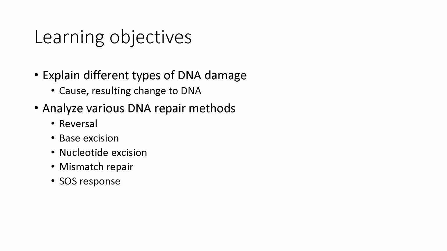DNA damage and repair. In this chapter, we will explore the various types of DNA damage that can occur and how these damages alter the DNA sequence or structure. We'll then examine the cellular mechanisms that detect and repair such damage. Specifically, we will review direct reversal mechanisms, base excision repair, nucleotide excision repair, mismatch repair, and the SOS response.